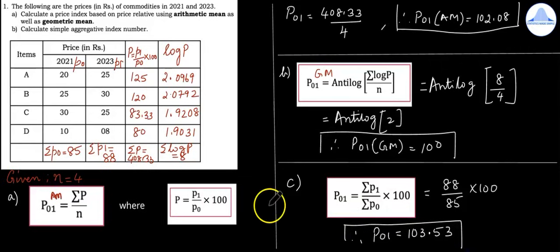So these three index numbers come under unweighted price index number. That is, we have the unweighted or simple arithmetic mean index number, then unweighted or simple geometric mean index number, and the simple aggregative index number. So these can come as 5-mark questions.